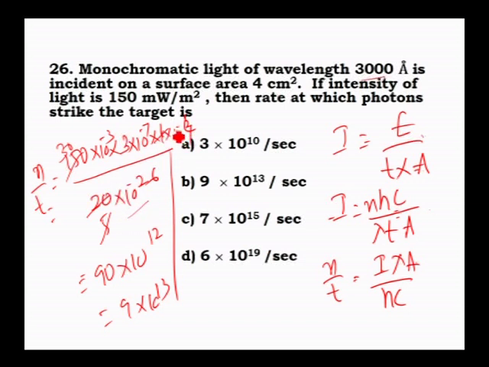Anyway, 4 1s are 4, 5 1s are 5, 30 times, correct? 30 into 3 is 90. Therefore it is 90 into 10⁻¹², that is 9 into 10⁻¹³ per second. Therefore option B. Again, the intensity formula is important. Okay.